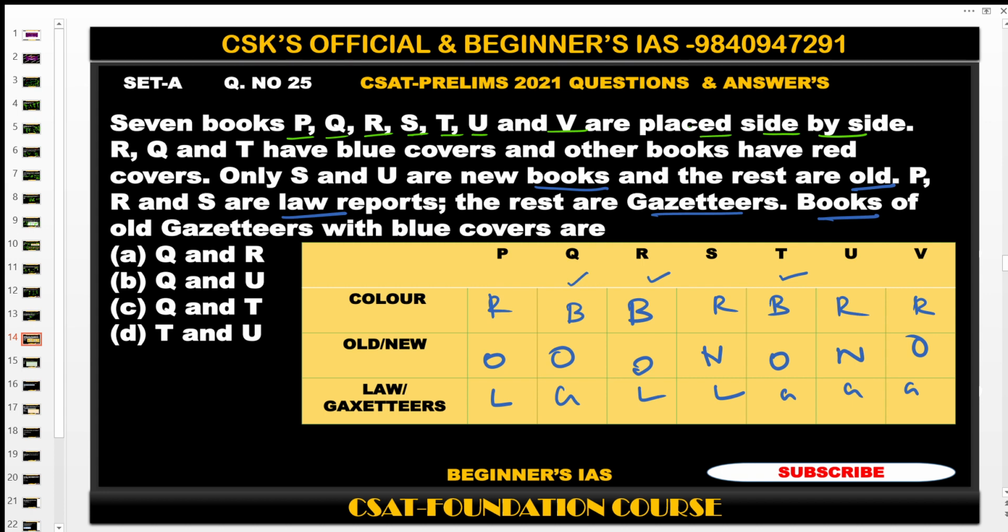So now the question is books with blue color and old guess set. Old guess set, 1. Then blue color, old guess set, 2. Therefore Q and T is the answer for this question. Clear? Shall we move on with the next question?